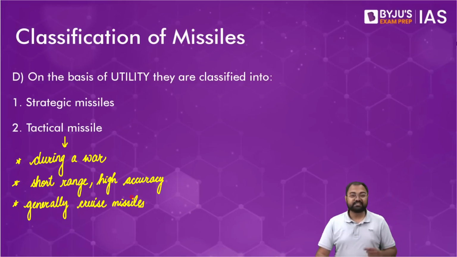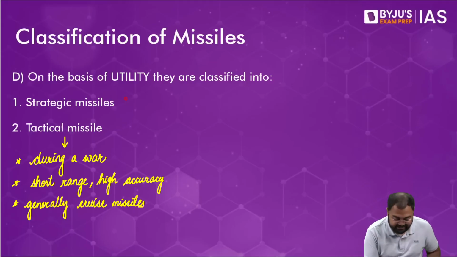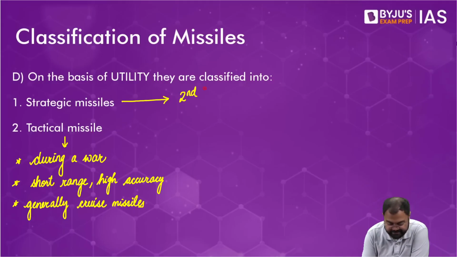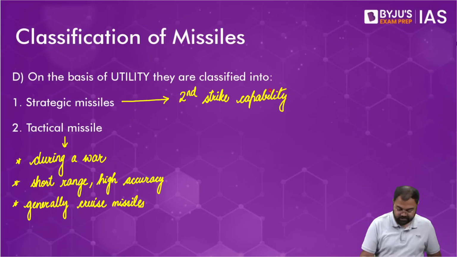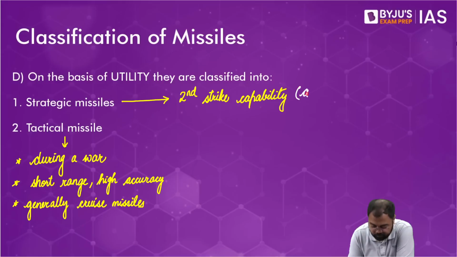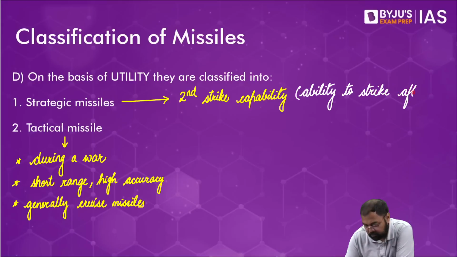And that's why we see that strategic missiles also give us the second strike capacity. They basically give us something called the second strike capacity. So when it comes to the second strike capability, this is a capability to strike after being struck. All right, this is the ability to strike after being attacked.